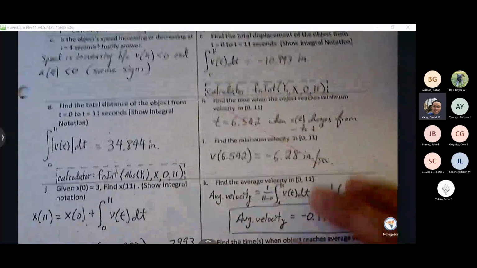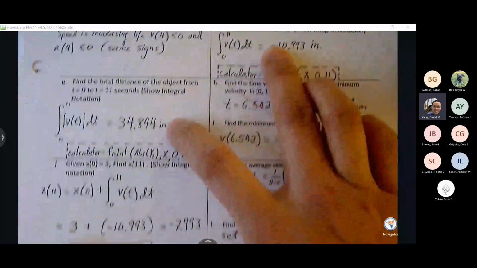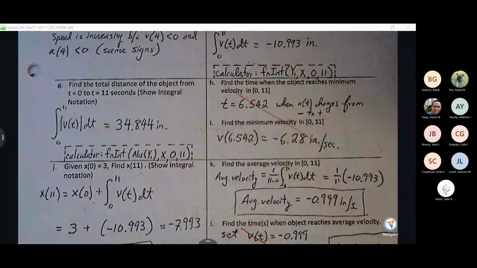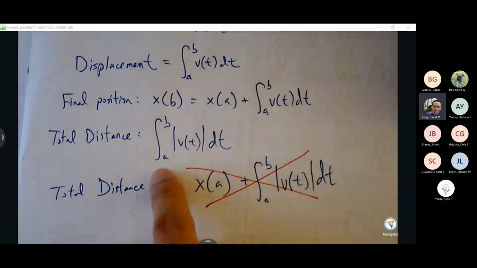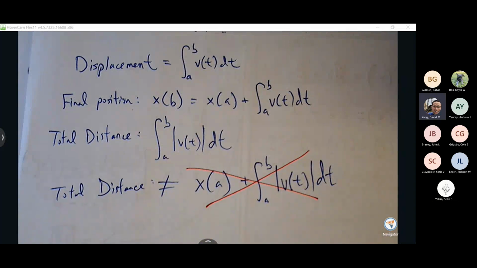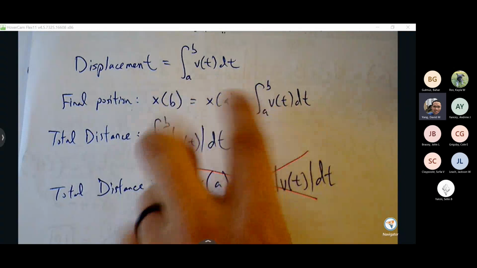So with J, notice how there's some distinction here between displacement versus distance versus finding a position. They're all kind of related to each other, but there's a different way that we approach each. So displacement is just however much progress you've made from your starting point to your ending point. Distance is how much motion did you actually achieve in that time interval. So if you're going forwards and backwards, you're counting everything as a positive value. A final position is involving displacement, but it's having a starting point.